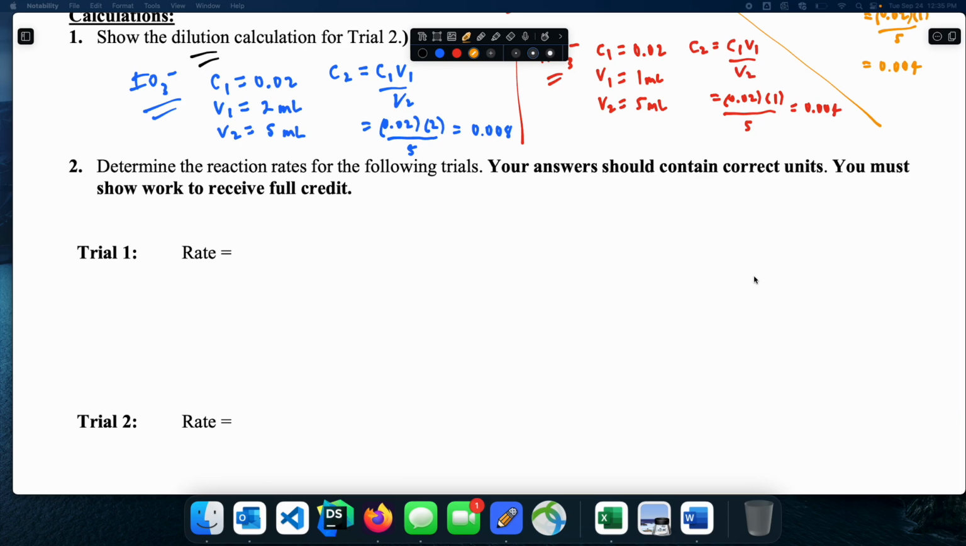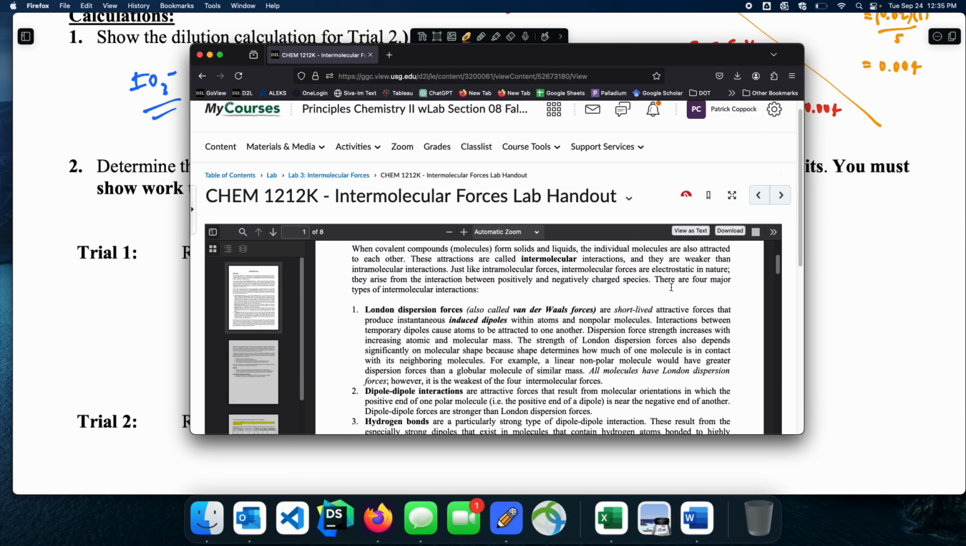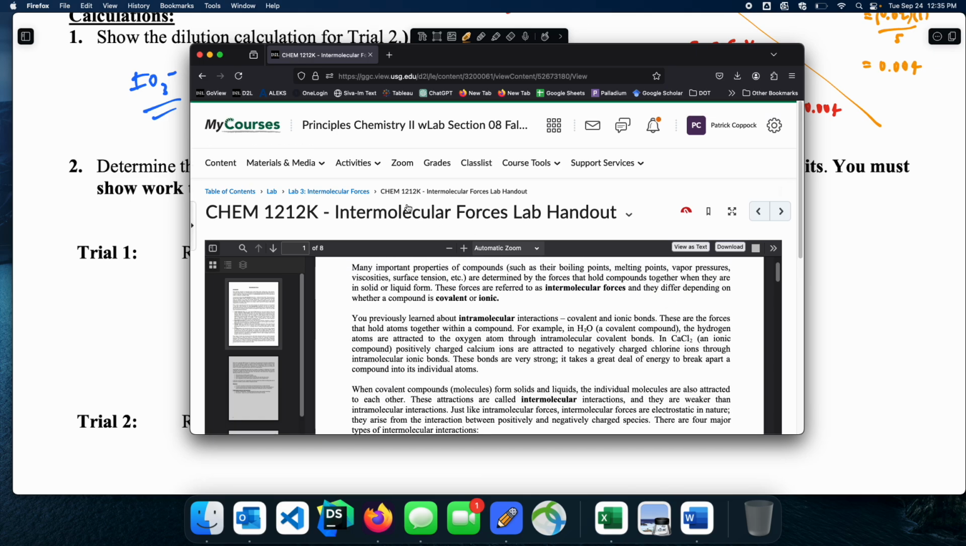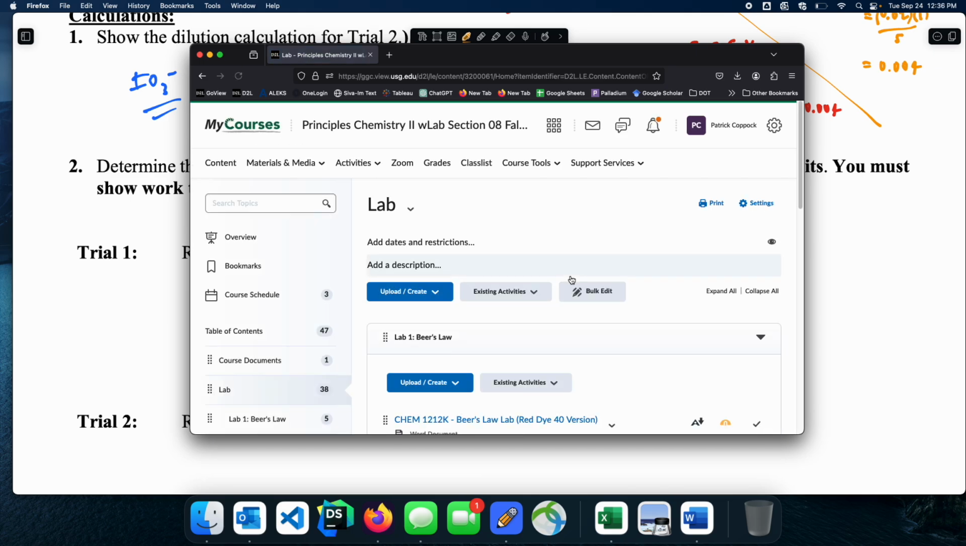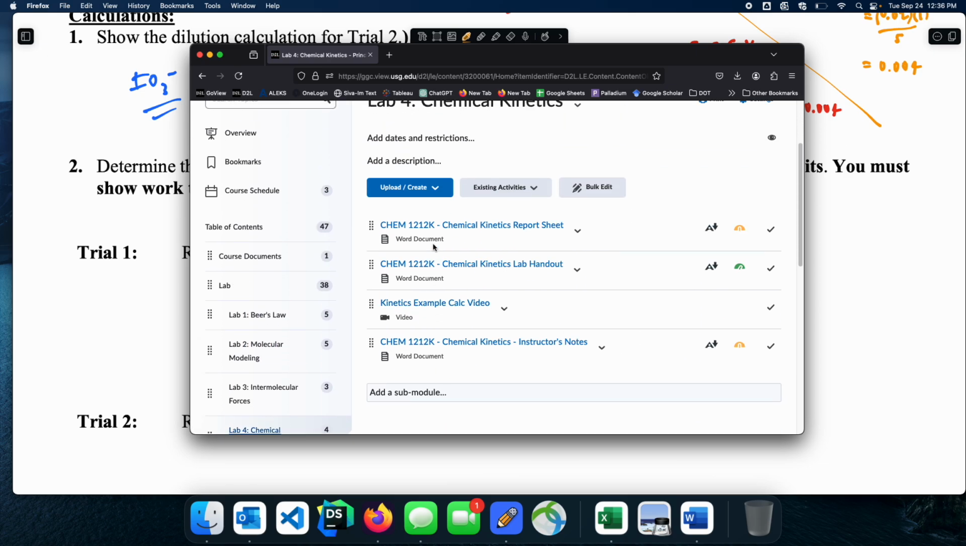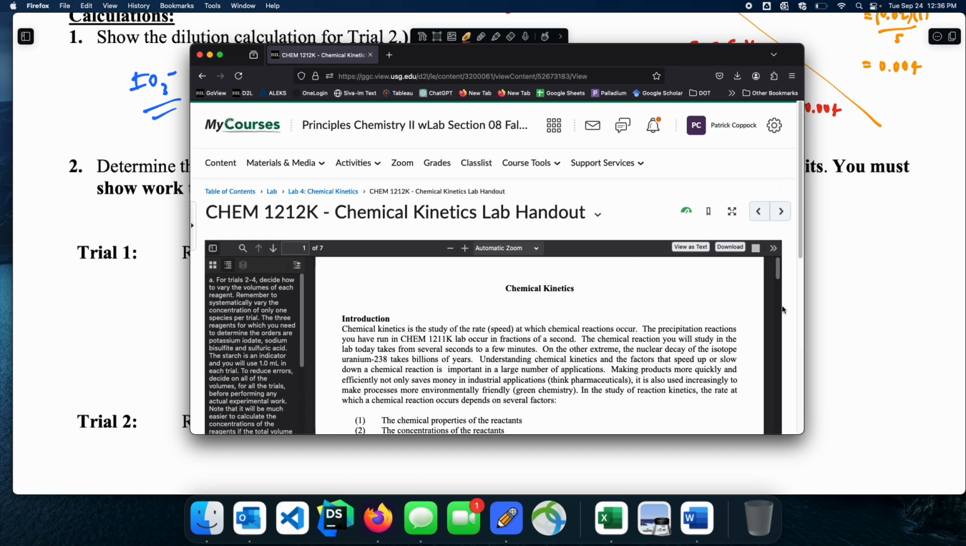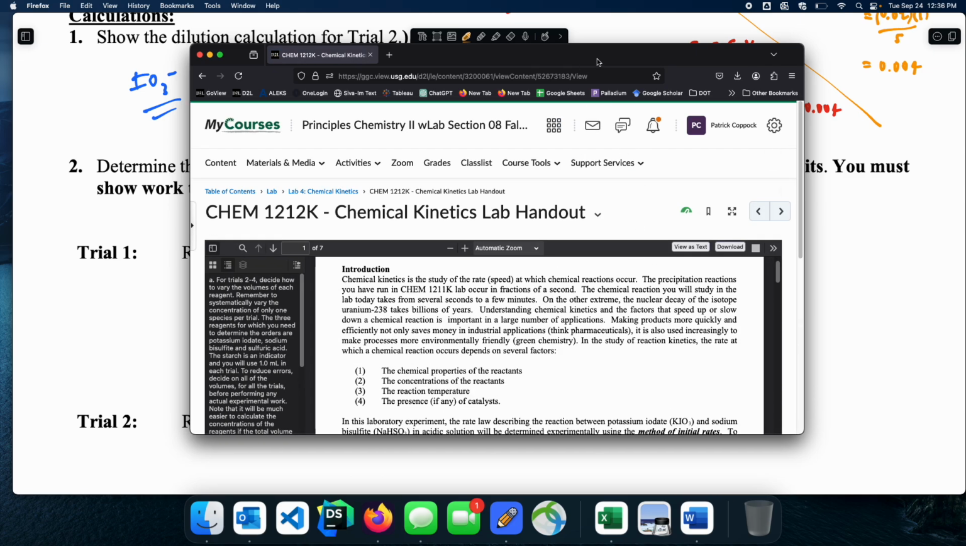Okay, so to get the rate for trial 1, I have to look up what is rate. I'm going to come over to my lab handout and read it. It looks like I got the wrong lab, so let's go back over to the right lab. It makes a big difference if you're reading the right thing. Chemical formulas, lab handout, kinetics. Okay, so let's go here.